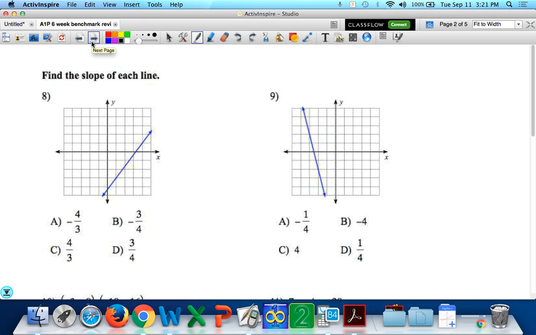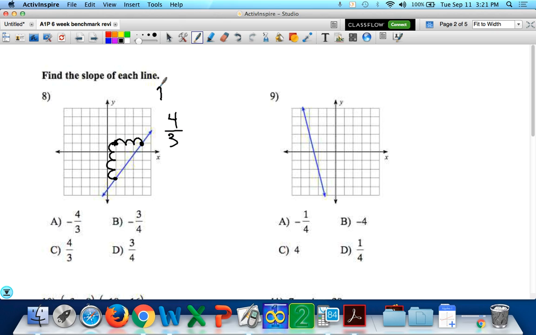Number 8, find the slope of each line. Two ways to do it: one with the equation, two with rise over run. I'm going to show you this first one with rise over run and the equation, and then I'll just do the second one quickly. Rise over run means I find 2 points on the graph. I have to do that for either method. I rise 1, 2, 3, 4 places. That's a positive 4. I run 1, 2, 3 places to the right.